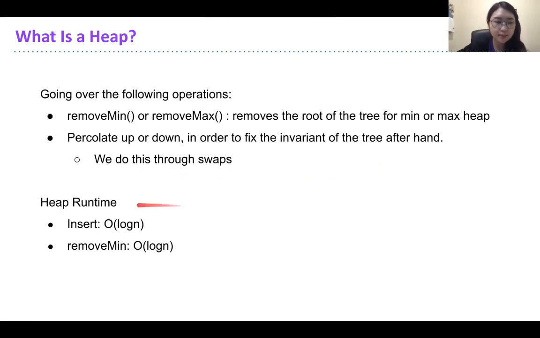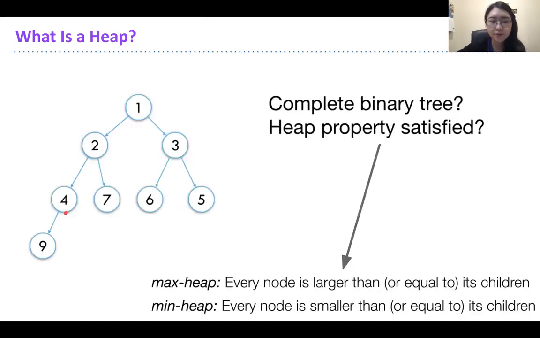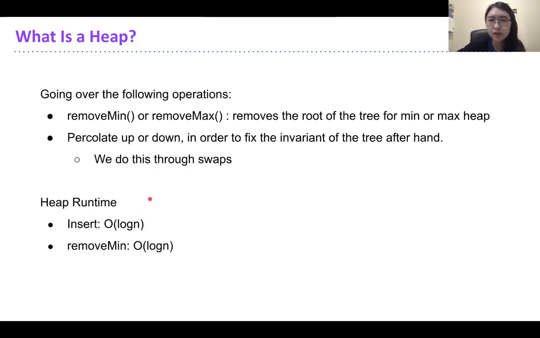So here is some heap runtime. Insert is log of n. As you can see, the height of this heap will be log of n, because we're adding onto the rightmost side of the heap every time. This is unlike the worst case you might remember from a binary tree, not a binary search tree, where it's not a self-balancing tree.